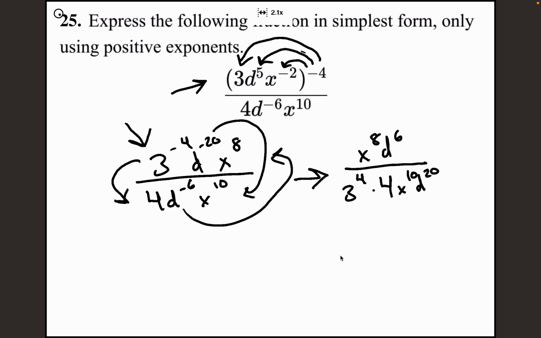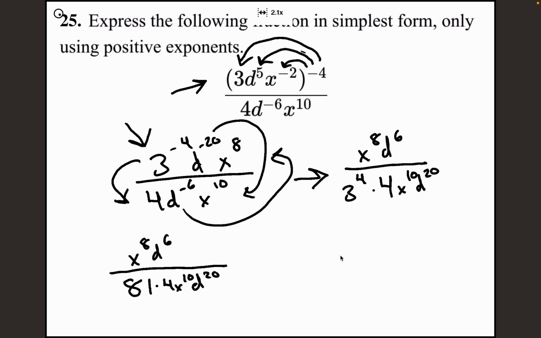Okay, now I can finally simplify. So I'm going to go ahead and put 3 to the power of 4 in my calculator. All right, and that is going to give me 81. Okay, so that's going to be on bottom. So x to the 8th power, d to the 6th power, so 81 times 4, x to the 10th, d to the 20th.